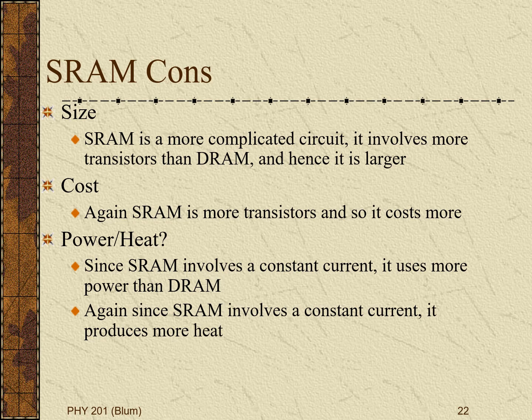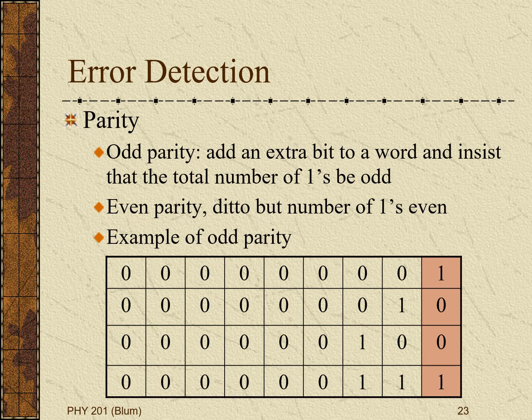Also, it uses a constant current. So the DRAM involves a capacitor. You charge up the capacitor, and so there's only current while charging or discharging the capacitor. But SRAM involves a constant current, so it's got the potential that it's going to use more power and generate more heat than DRAM.